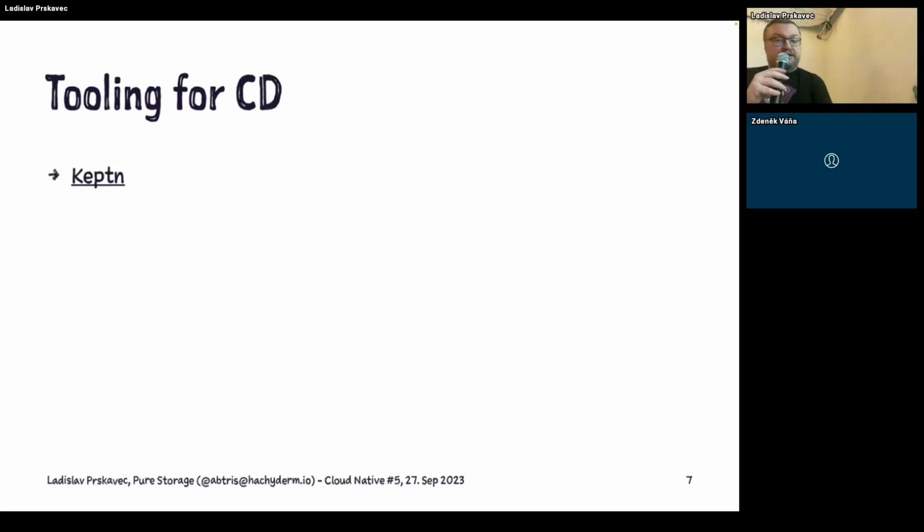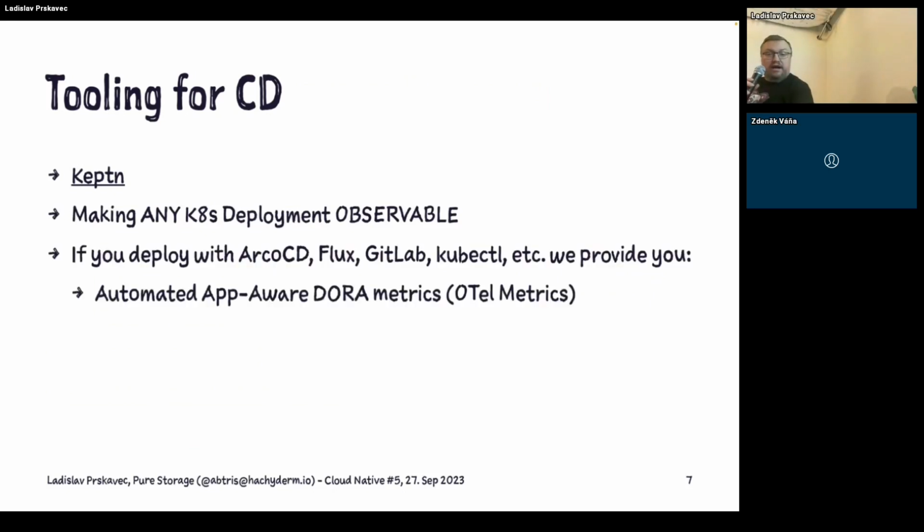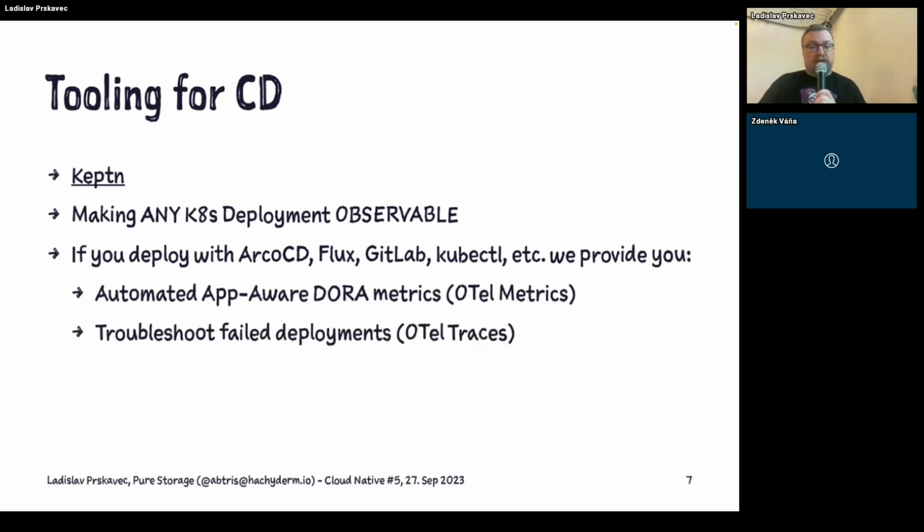For CD, it's a different thing. We are in CNCF. There is a great CNCF project called Captain that helps you with instrumenting your CD pipeline. If you have, I think, Argo CD, Flux, GitLab, anything, you can easily add the metrics that give you DORA metrics as OpenTelemetry metrics. You can give failed deployments as traces. That's very useful, and you can use it for your continuous delivery pipeline.